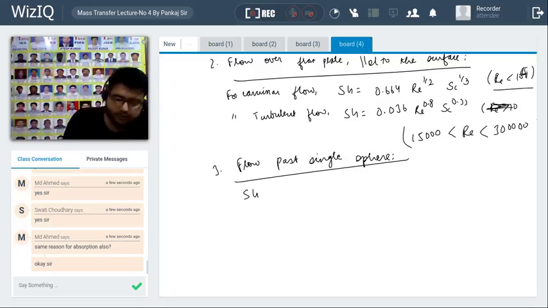For this, Sherwood number is equal to 2 when Reynolds number is less than 0.1, or Reynolds number is less than 1, that is creeping flow.